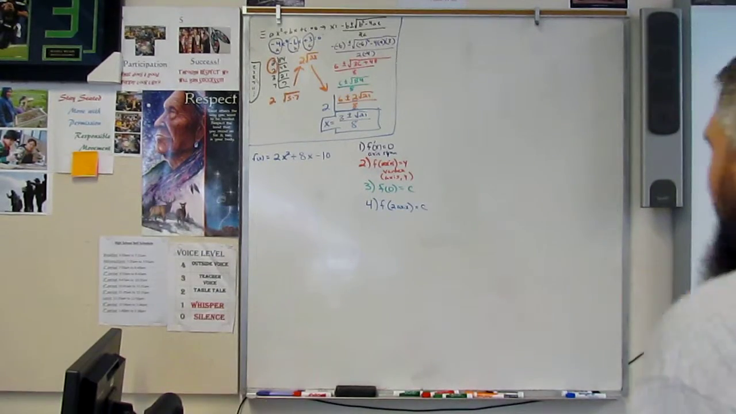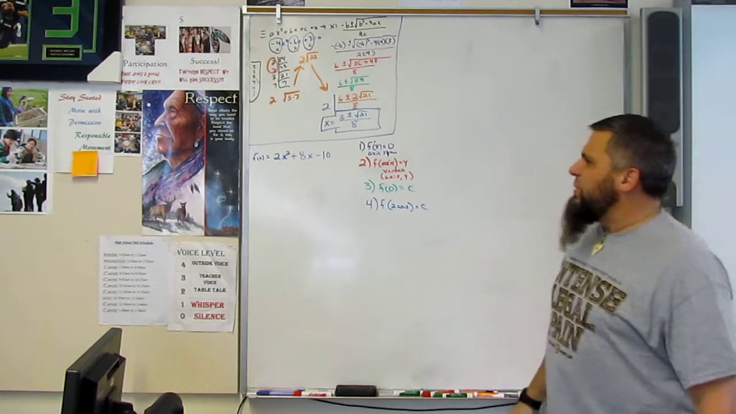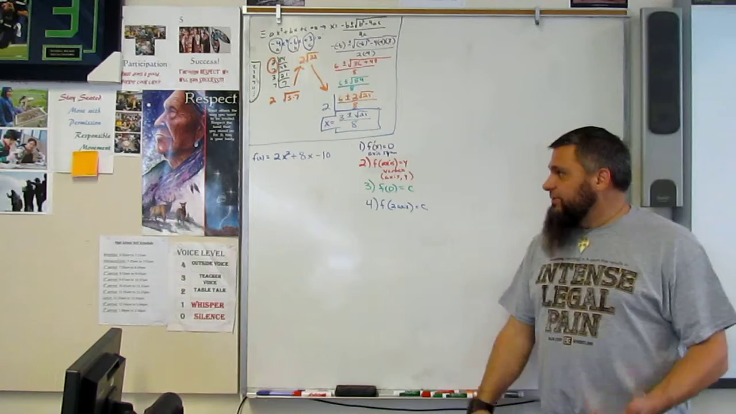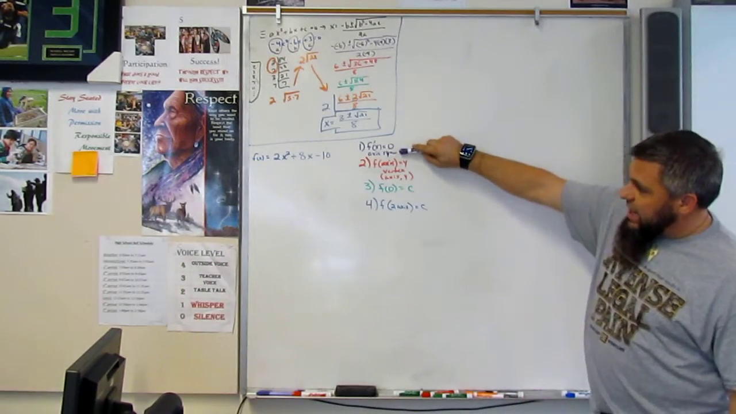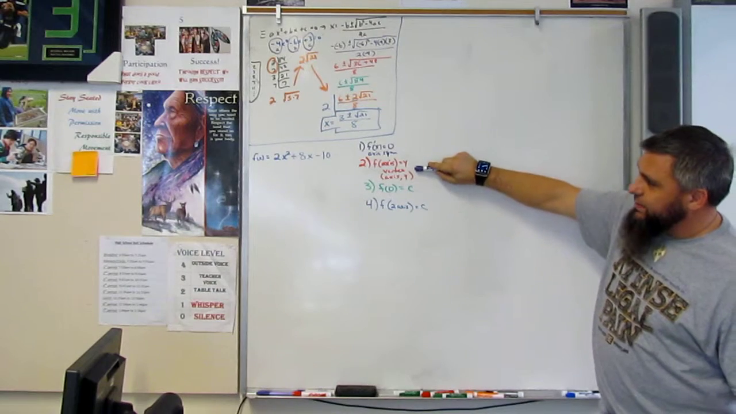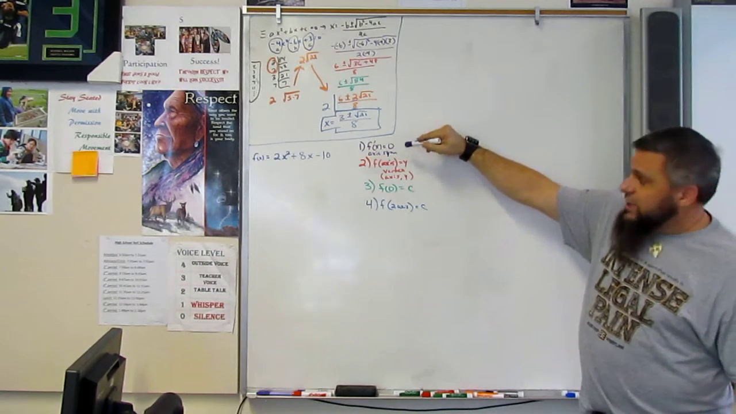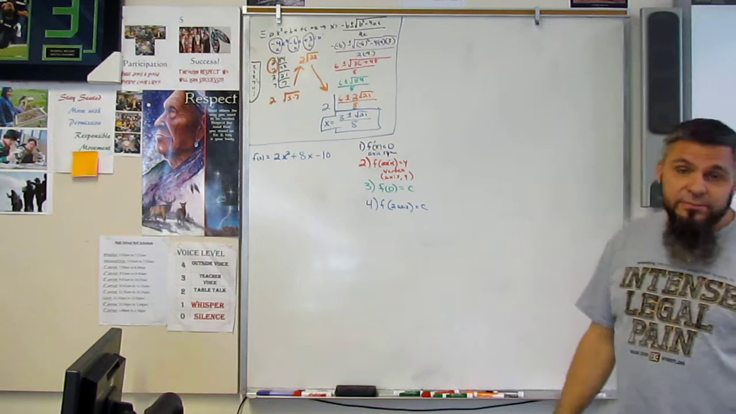Okay, so we have f of x is equal to 2x squared plus 8x minus 10, and we want to graph this. We want to find the axis of symmetry, and we want to find the vertex. The first step is to get the axis of symmetry, by finding the derivative and solving the derivative equals 0.